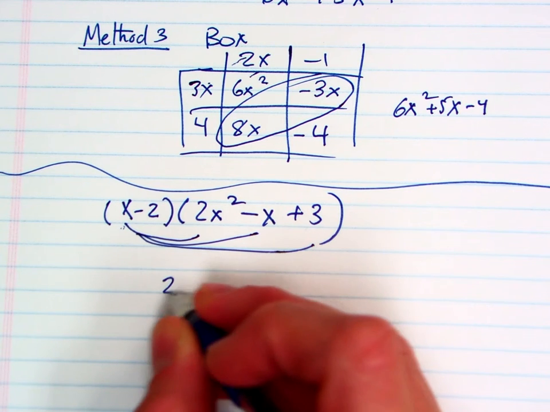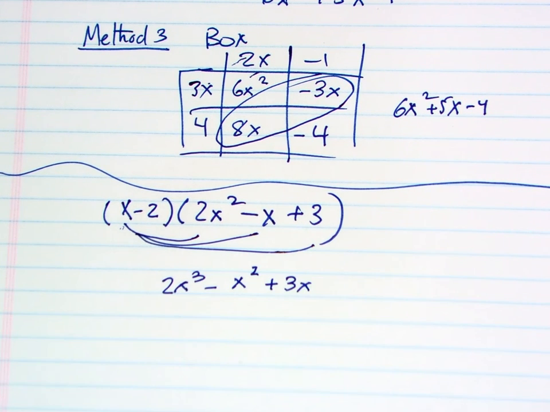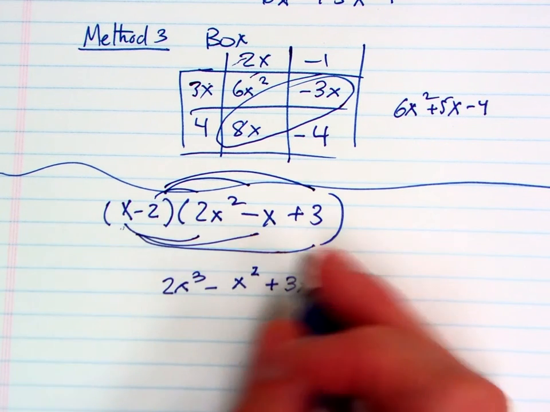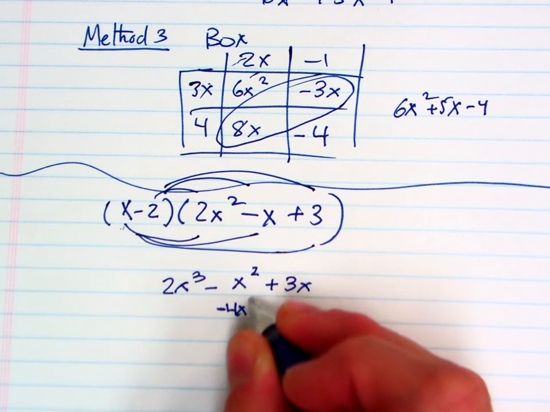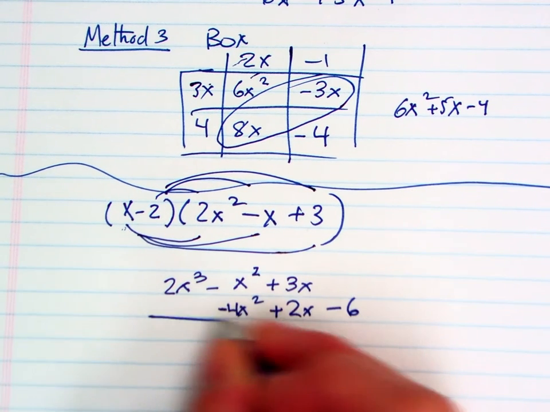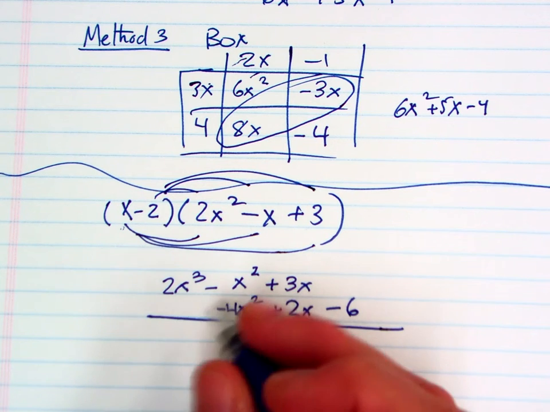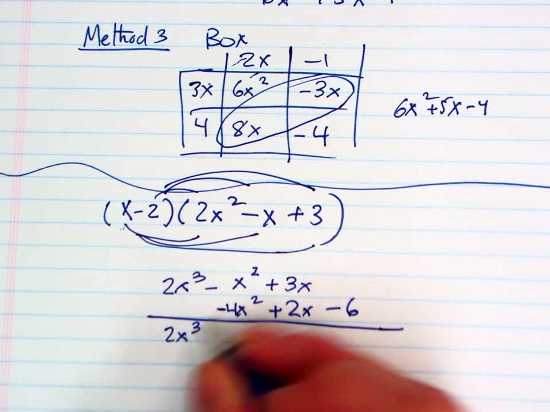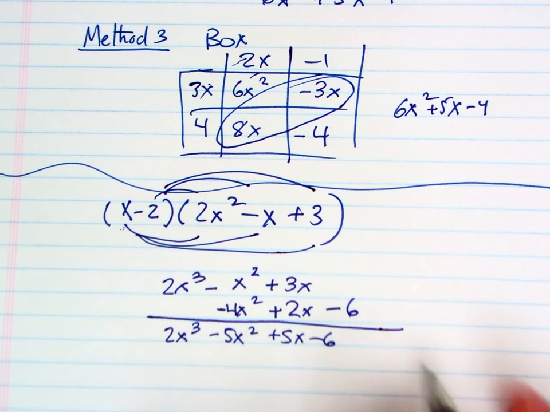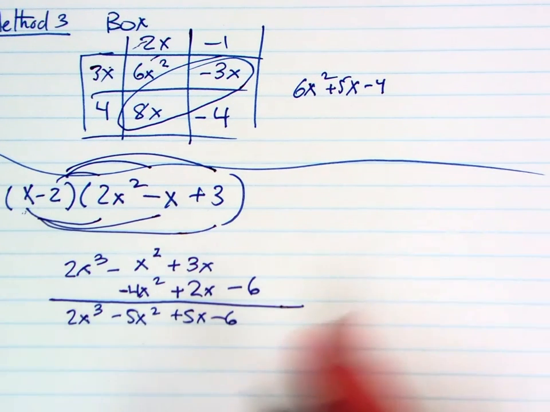So let's distribute this x: 2x to the third minus x squared plus 3x. And then when we distribute the negative 2, we can line it up plus 2x minus 6 so that my terms line up in their like terms. So this would just be 2x to the third minus 5x squared plus 5x minus 6. If you want to write these on one line, you can when you distribute. You don't have to align them vertically.